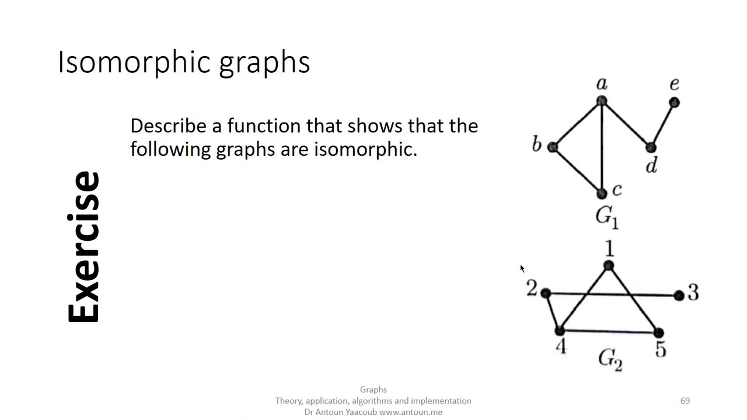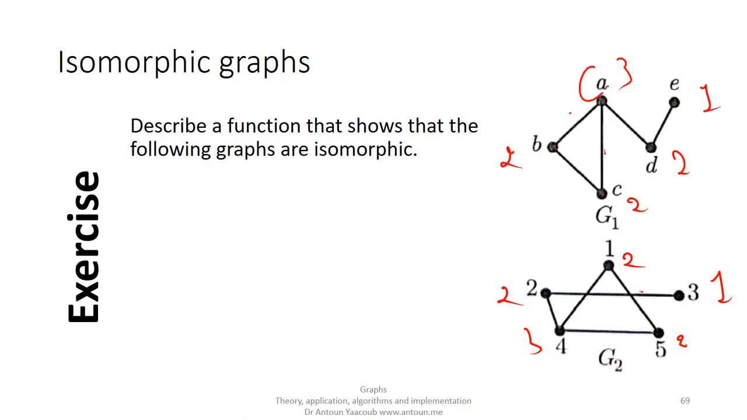So first, let's see the number of edges. I have 1, 2, 3, 4, 5, and 1, 2, 3, 4, 5, so it's equal. So for now, it's okay. Let's see if I can find a function that can map all these. First, I would like to do the degrees because it will help me. So I have here 2, 2, 3, 2, 1. So I have one vertex of degree 1, one of degree 2, and three of degree 3.